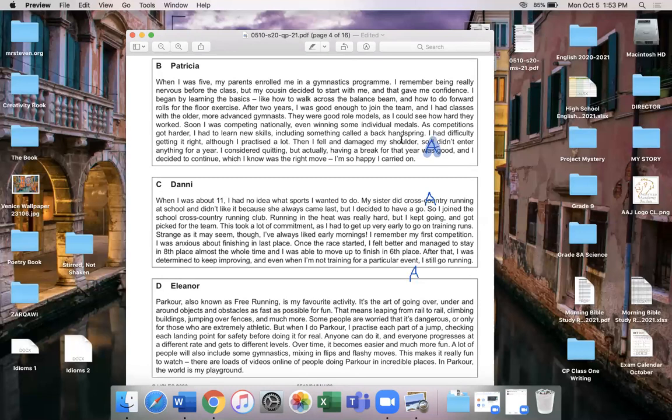Patricia: When I was 5, my parents enrolled me in a gymnastics program. I remember being really nervous before class, but my cousin decided to start with me, and that gave me confidence. I began by learning the basics like how to walk across the balance beam and how to do forward rolls for the floor exercise. After 2 years, I was good enough to join the team, and I had classes with the older, more advanced gymnasts. They were good role models, as I could see how hard they worked. Soon I was competing nationally, even winning some individual medals.